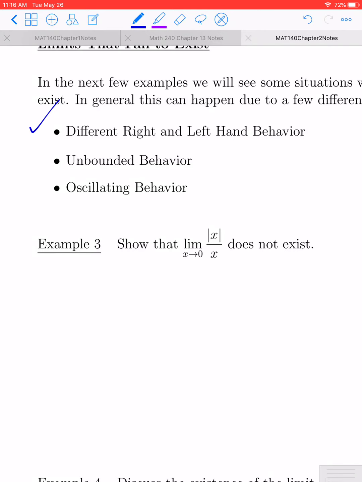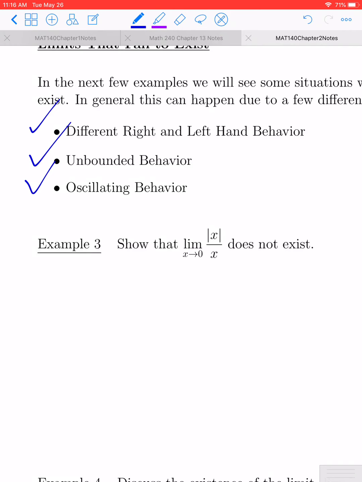Second, if the function has a vertical asymptote at x equals c, where the function becomes unbounded, then that will also prevent the limit from existing. And a third case that we won't see as much in this class, but it's also possible that the function oscillates infinitely between some values, and it never actually settles on approaching one value at all. That can also prevent a limit from existing.